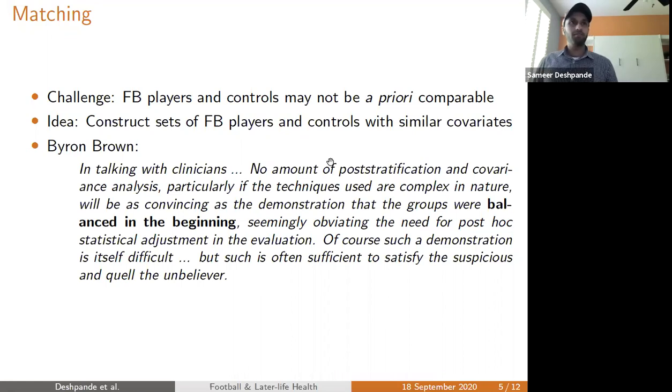That's far more poetic than anything that I could have come up with, but the basic idea is that if you want to estimate a causal effect, what he's saying is that no matter how fancy the statistical methods you use, to a non-statistical audience, that won't be as convincing as if you just demonstrated that the groups you were comparing were actually comparable to start with. So this is the ideal goal that we're going to work with. We've got this large pool of study subjects. We've got a lot of football players, a lot of controls. They're not a priori comparable. So how can we find the ones who are? That's really the game we're going to be playing. Are there any questions about that?